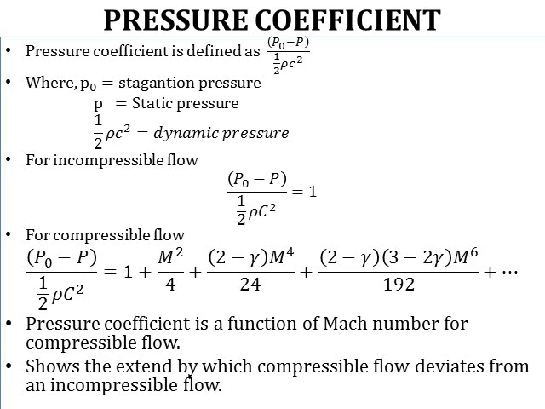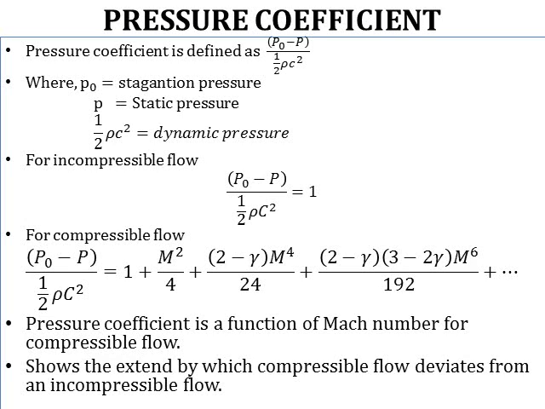Pressure coefficient. Pressure coefficient is defined as the ratio of difference between stagnation pressure and static pressure to that of the dynamic pressure. Dynamic pressure represents the pressure equivalent to the kinetic energy possessed by the fluid. For an incompressible flow, from Bernoulli's equation, we can obtain that the pressure coefficient is equal to 1. For a compressible flow, we see that pressure coefficient is a function of Mach number. As the Mach number value increases, its value increases from the value of 1.